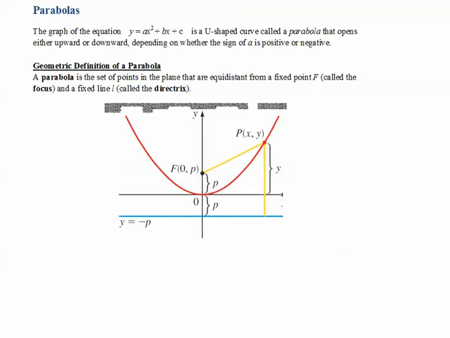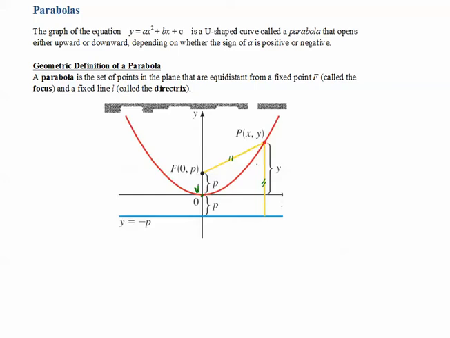The vertex V, which is right here. The vertex V of the parabola lies halfway between the focus and the directrix, so we have this distance p and p, they are the same. And the axis of symmetry is the line that runs through the focus, and it is also perpendicular to the directrix. So okay, we have this equidistance. This distance here is the same as this distance here in yellow.